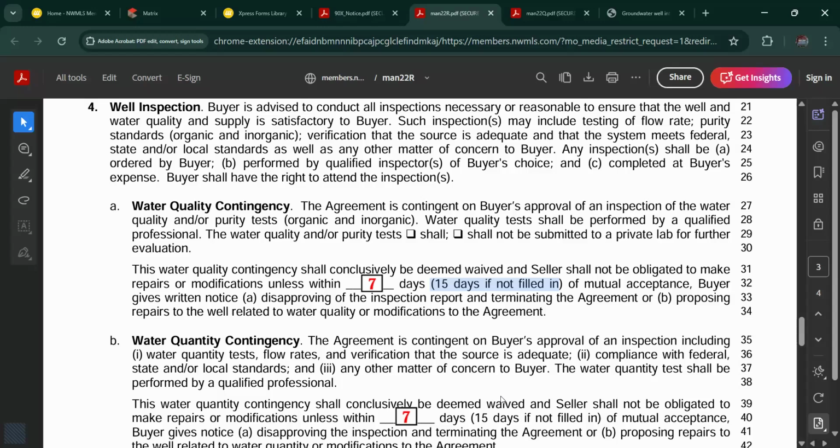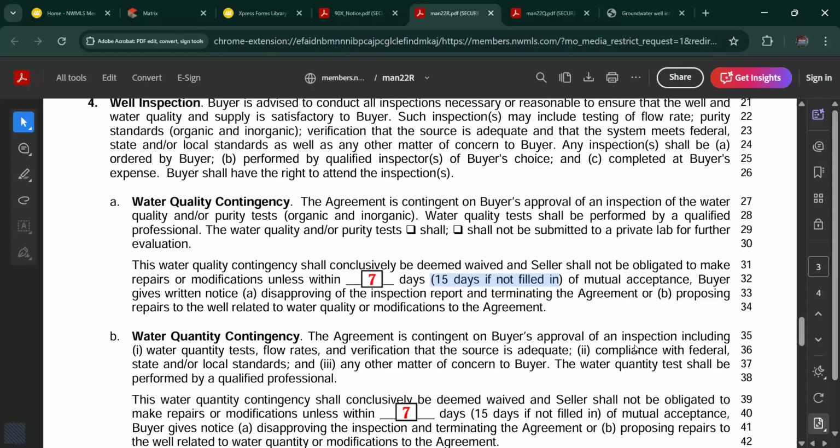That's probably not going to be enough time, unless you end up getting the sample on day one of mutual. Even then, if it takes 2 weeks from when they get it, you could be in the situation where it's not back in time and your contingency is going to be up. Almost like a feasibility period. It really is. Same thing goes for the water quantity, right?